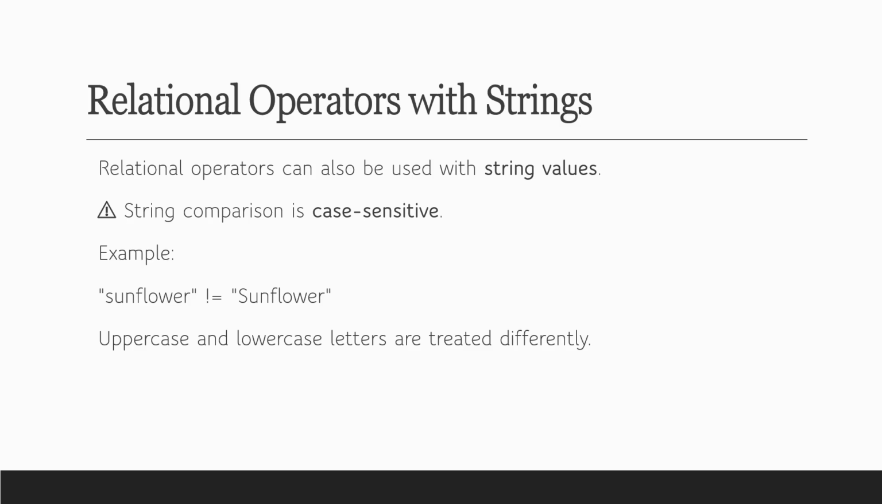For example, the word sunflower written in all small letters is not equal to the word sunflower where the first letter is capital. Even though the spelling looks similar, Python treats them as different because one starts with a lowercase letter and the other starts with an uppercase letter. So, whenever you compare strings, always pay attention to capital and small letters. Uppercase and lowercase letters are treated differently, and this affects the result of the comparison.